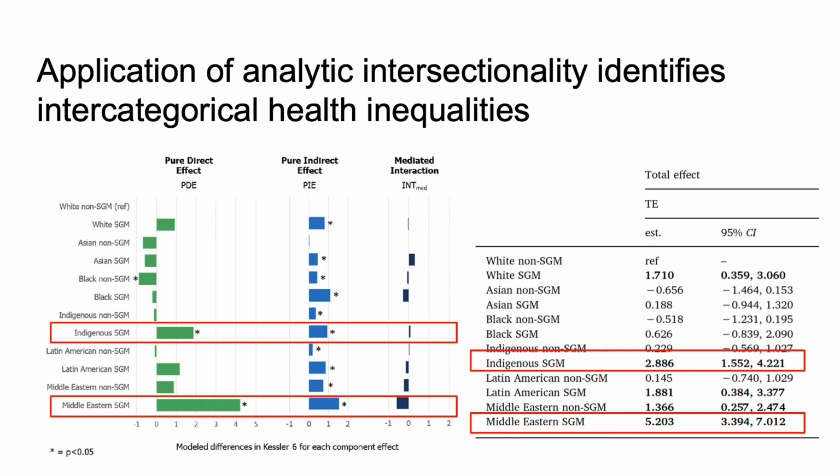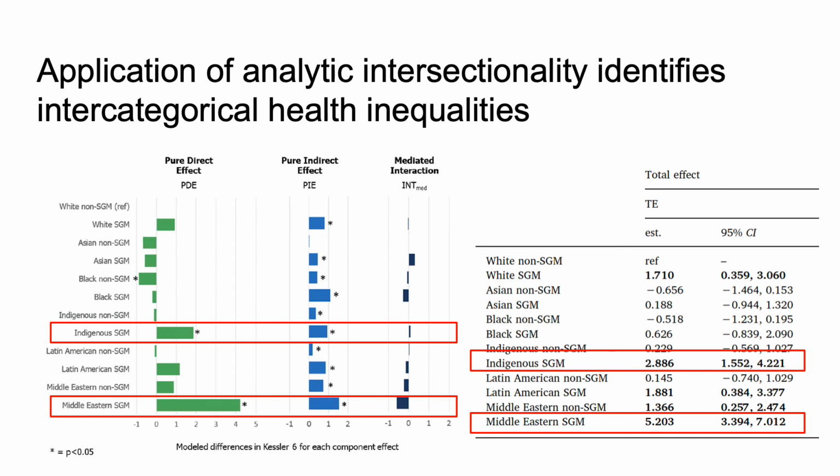As a result of applying the methods designed by Bauer and Scheim, authors found out that the highest level of psychological distress was observed for Indigenous and Middle Eastern SGM groups, which differed from other groups significantly. All SGM groups had a higher level of psychological distress than non-sexual and gender minority groups. For example, the Black sexual and gender minority group had higher levels of psychological distress than the Black non-sexual gender minority group.